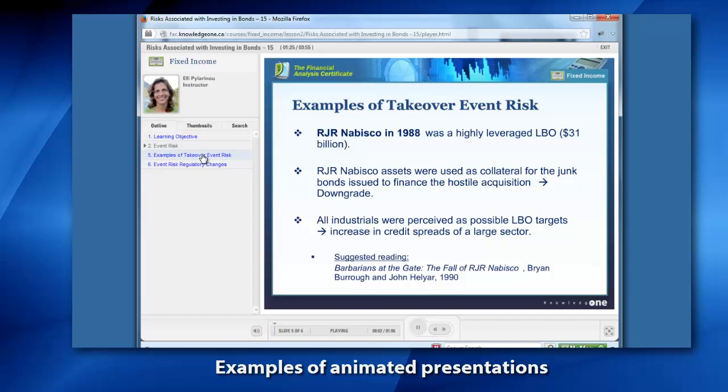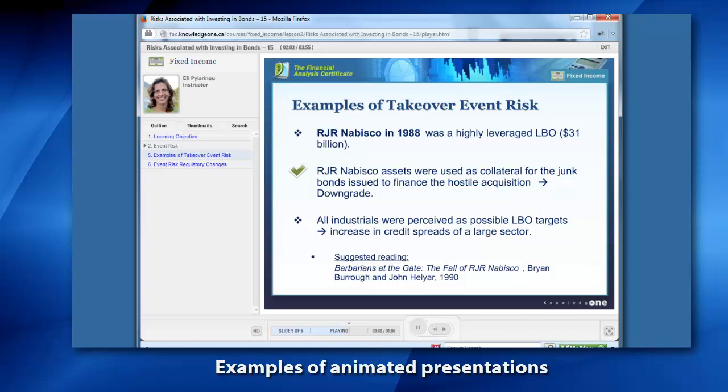Let's use a very classic and very well-known example to understand better what event risk means. We're going to look at the case of one of the biggest LBOs, leveraged buyouts, of RJR Nabisco in 1988. What happened in this financing of this hostile acquisition? The assets of RJR Nabisco were used as collateral for the junk bonds that were issued in order to finance the hostile acquisition. That resulted in a downgrade.